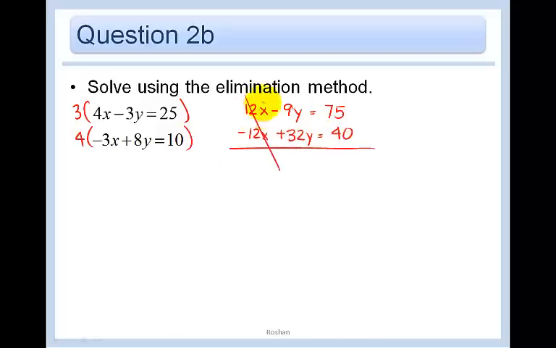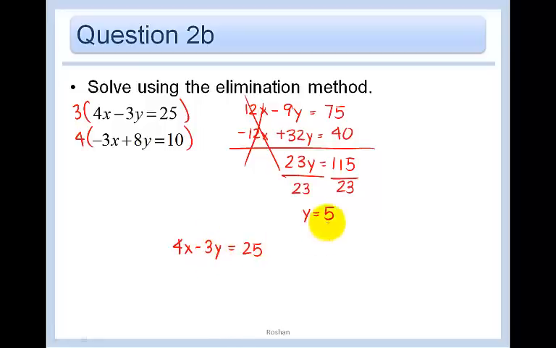Adding those, we get 23y is equal to 115. Divide by 23. Let's see. And we get 5. All right, and then the next step was to plug it into either one of the two equations. Which one do you want to choose? I'll choose the first one. 4x minus 3 times 5 is equal to 25. Okay, so you just plugged the 5 in there.